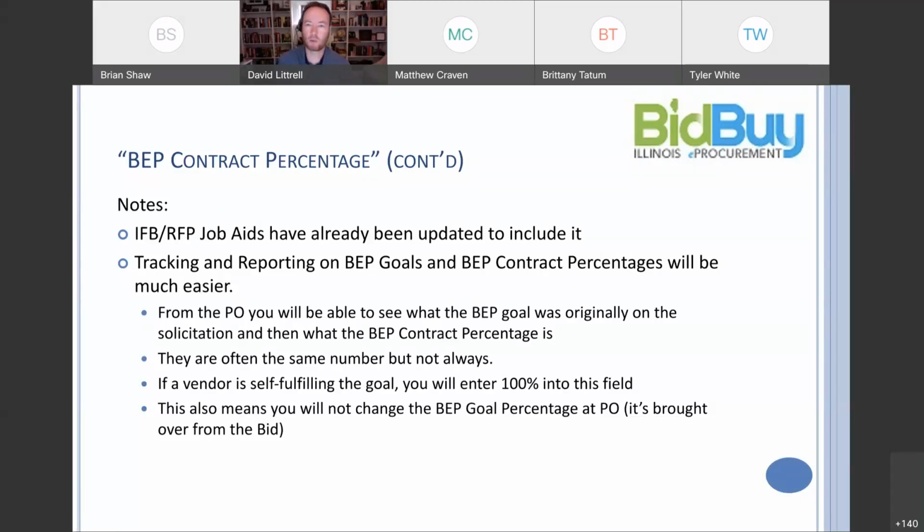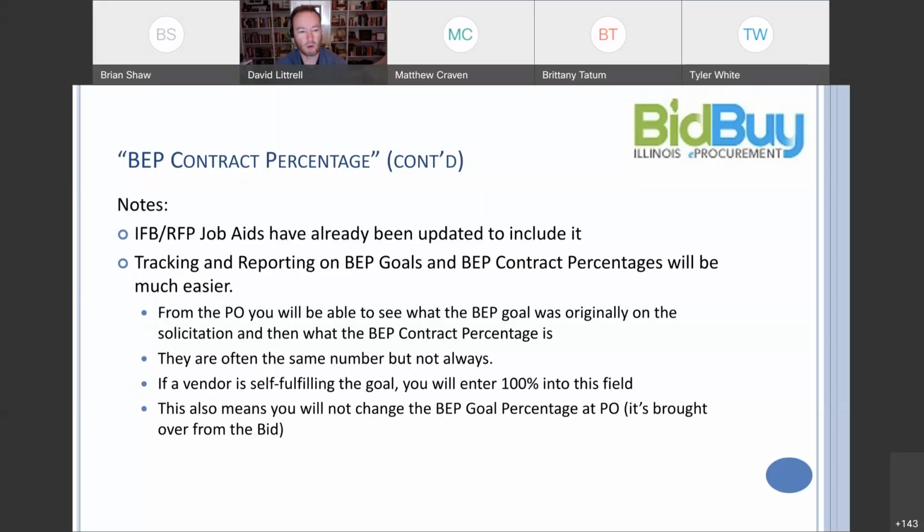What this does is it makes the tracking and reporting on BEP goals and BEP contract percentages much easier, because if it's due to a good faith effort, those numbers could be different, right? The goal could have been 10%, or let's say the goal is 20%, but due to a good faith effort waiver, it got bumped down to 10% at the contract. So from the PO, you'll be able to see what the BEP goal was originally on the solicitation, and also what the BEP contract percentage is. They're often the same number, but not always. I gave the example of situations where they could be lower. If a vendor is self-fulfilling the goal, you will enter 100% into this field.